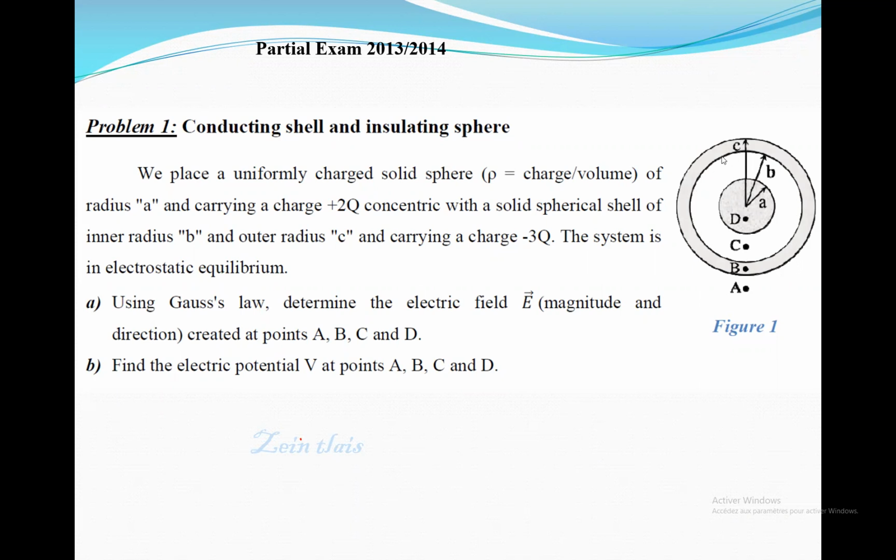We have a spherical metallic shell with inner radius B and outer radius C. And here, by using Gauss's law, I have to find the electric field at the points A, B, C, D, and after we have to find the electric potential at these points. I told you the system is in electrostatic equilibrium. Let me explain before the problem.